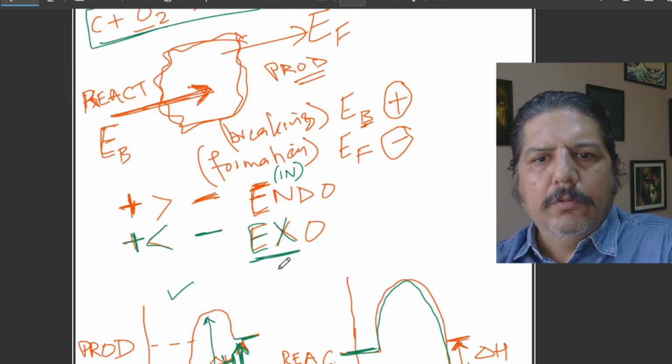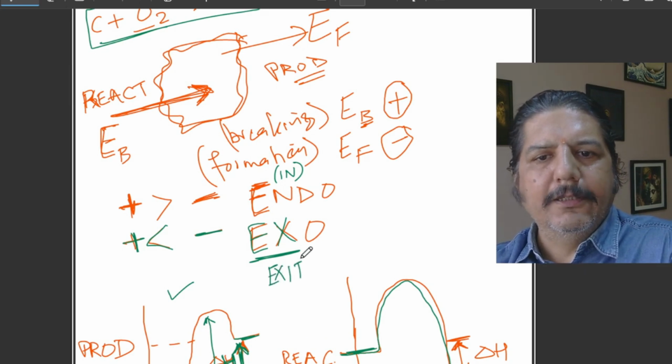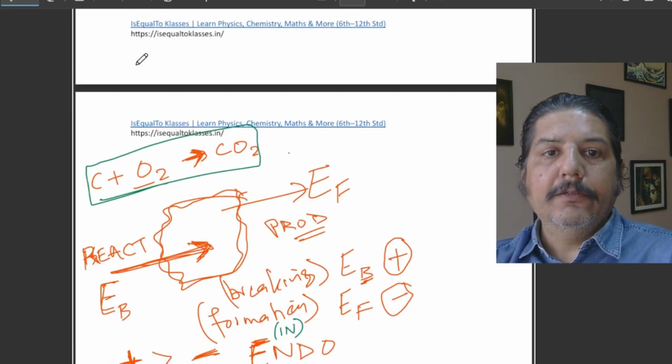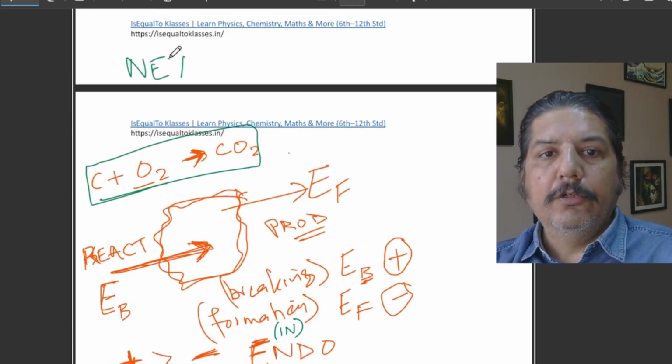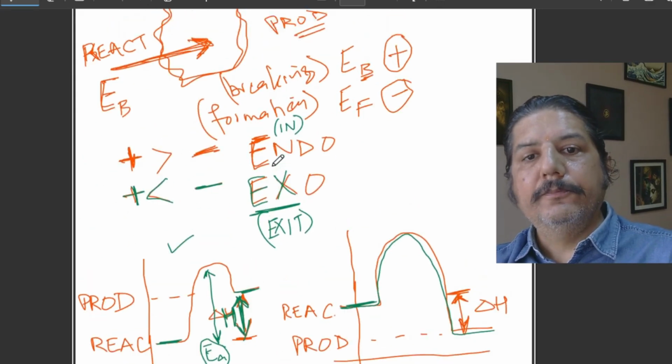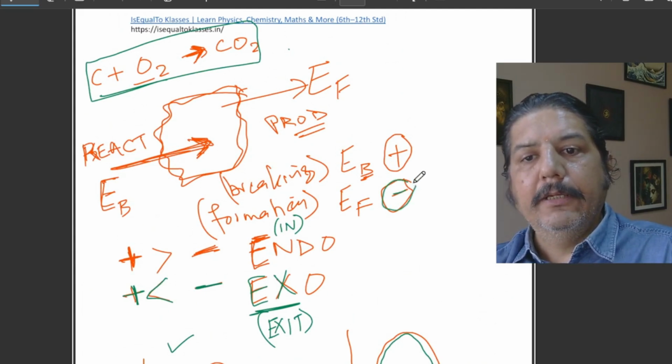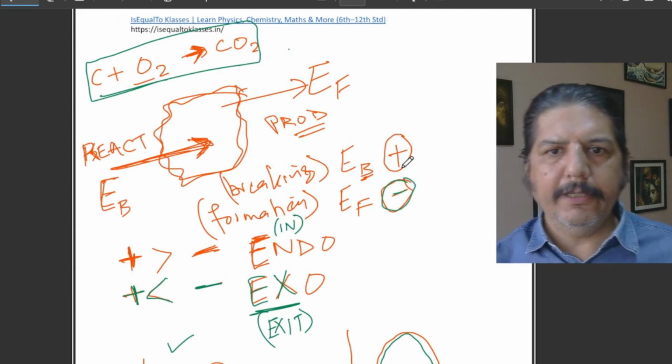So for exo, the mnemonic that you can follow is X, exit. Net energy is exited. I'm using the word net again and again. You need to understand net. Here the delta H would be negative. The enthalpy would be negative.